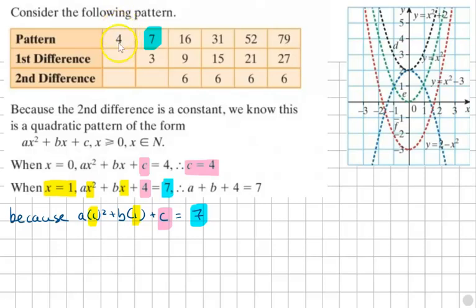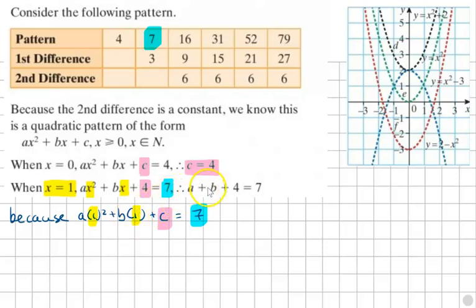So if x is equal to 0 to generate the first output or the first y value, then x is equal to 1 will generate the second. So when x is equal to 1, we have ax squared becomes a times 1 squared, plus bx, which becomes b times 1, plus 4, and that's going to be equal to 7, because 7 is the second term in our pattern. And a times 1 squared is just 1 times a, which is a, so that's where that a comes from.